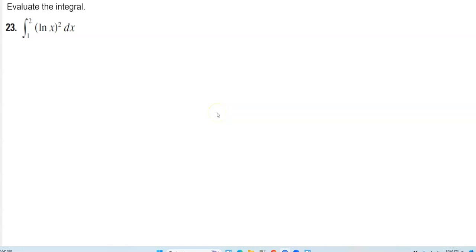Evaluate the definite integral using integration by parts. The lower bound is 1, the upper bound is 2, and the function is (the natural log of x) squared dx.